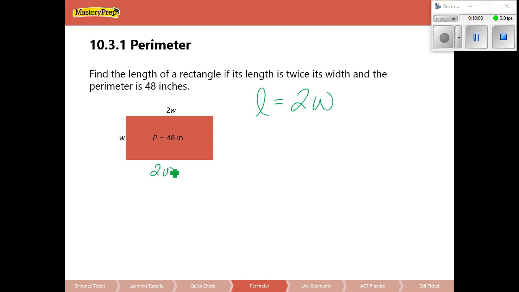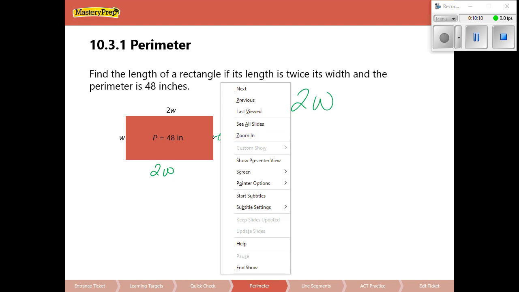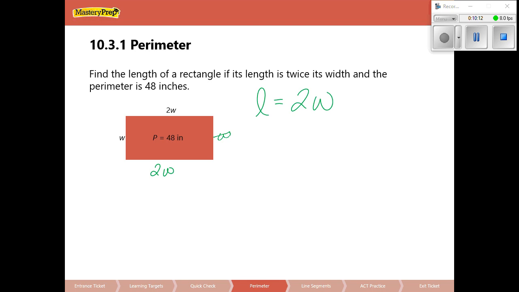Well, I know that this one down here is 2W, yes, because those are both the lengths. How about over here? This would be W, yes? But what do we know about perimeter? It's all of these added together, yes? So how many do we have? We have 1, 2, 3, 4, 5, 6, yes? So 6W is equal to what?